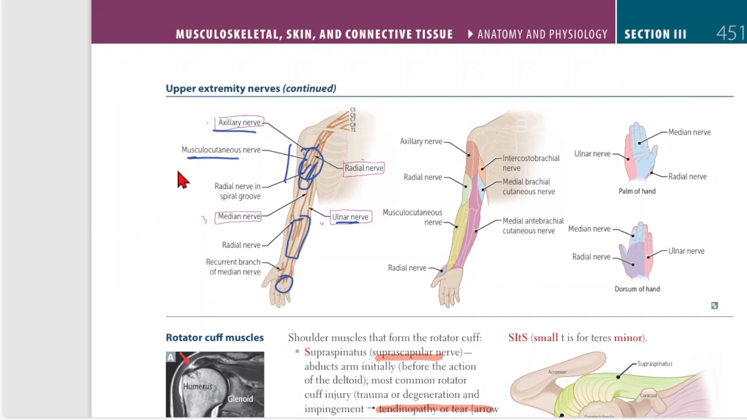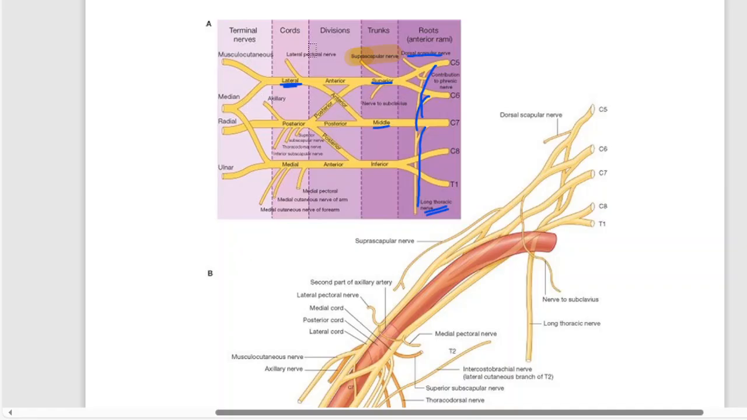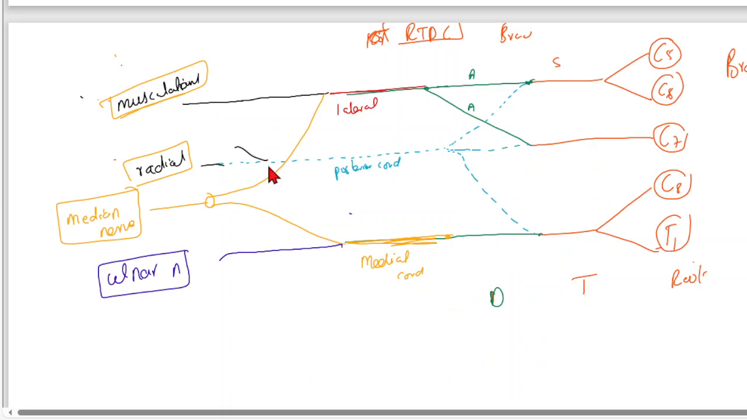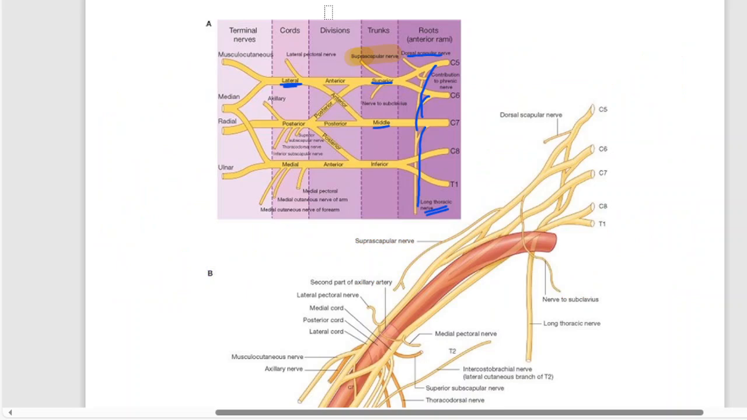Another nerve is the axillary nerve, okay. The axillary nerve arises from the posterior cord. So we have written all the main nerves, that is important, okay. These are the main nerves. Now we will go deeper and find all the nerves that are present, okay.